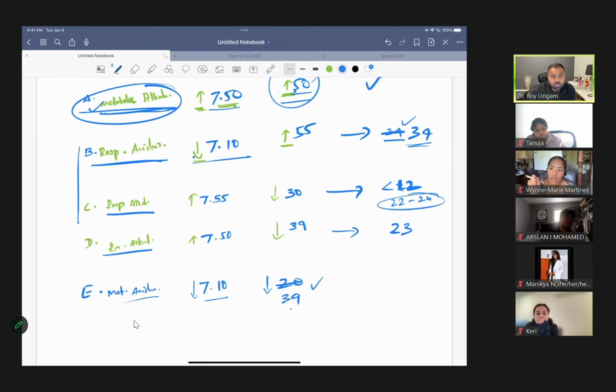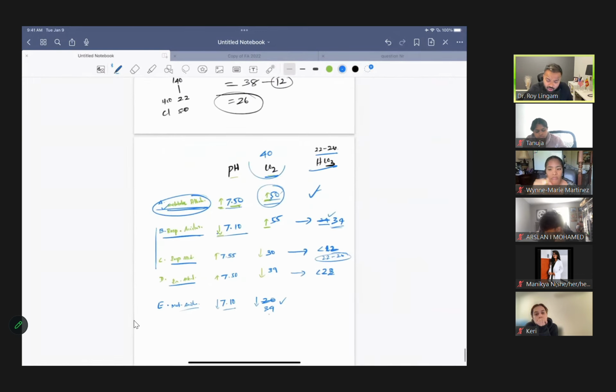Gaining bicarb or losing bicarb? Losing bicarb, because bicarb is also alkalosis, so you don't want more alkalosis. So the number should be less than 22 to say it's compensating. Does that make sense, folks? So you only need bicarb if the primary problem is respiratory. If the primary problem is metabolic, you don't even need to look at the bicarb. Is that clear, folks?